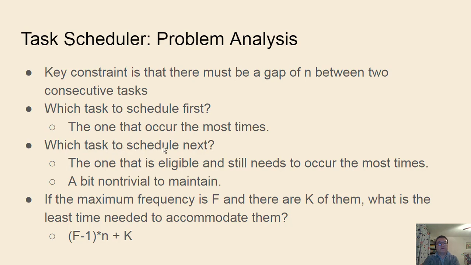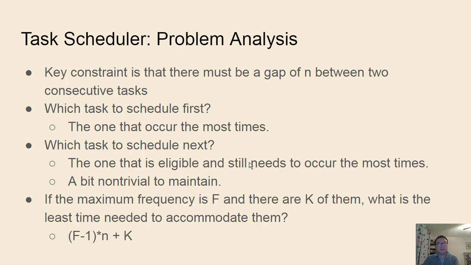After scheduling the first, every time we need to decide the next task, there will be some tasks that are eligible, meaning that the previous instance of that task appeared at least n time ago, so now we can schedule it. Among all the eligible ones, we want to choose the task that still needs to occur the most times. We can certainly implement this. The code is non-trivial, but there shouldn't be any fundamental difficulties.